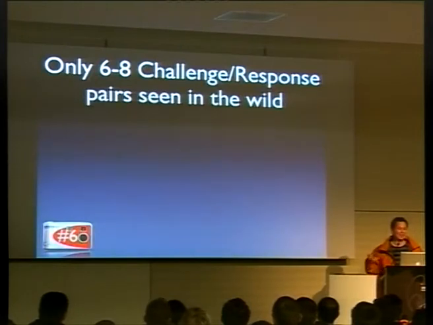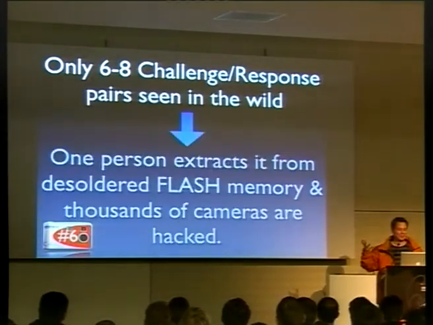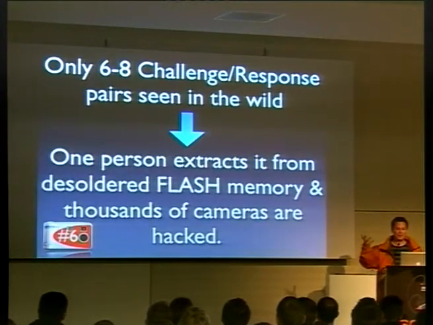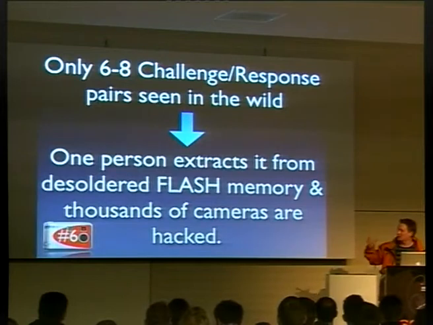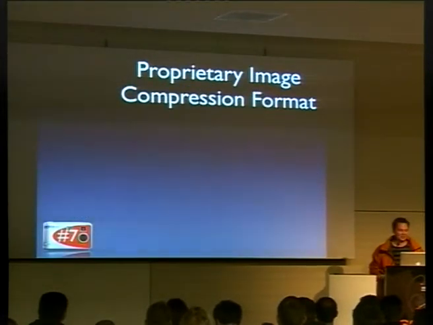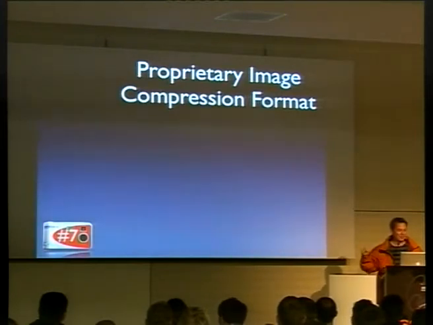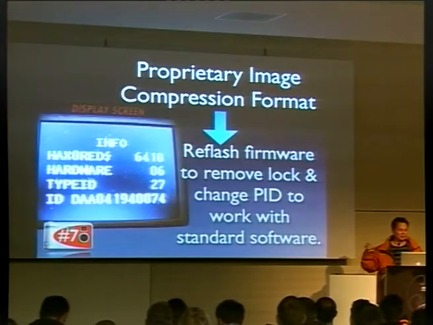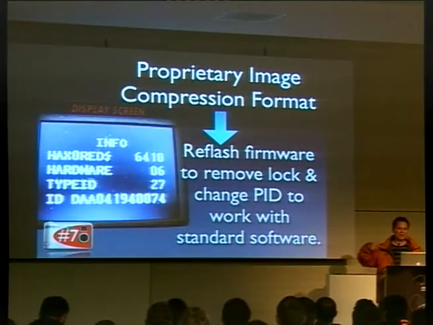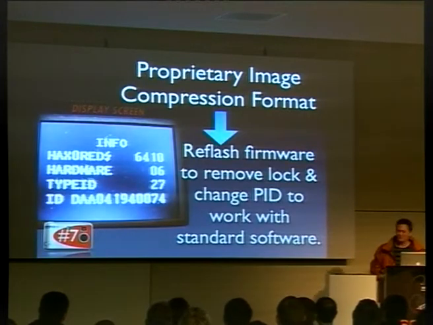There were also only 6 to 8 challenge response pairs seen in the wild. So 1024 bits for that, but they only used a couple. So once one person figured out the correct response for the challenge, then they were all unlocked. So another one, they had a proprietary image compression format, which was really weird, and we never figured that out. But we figured out how to reflash the firmware and make it look like one of these other cameras that isn't locked. So that's another vulnerability.